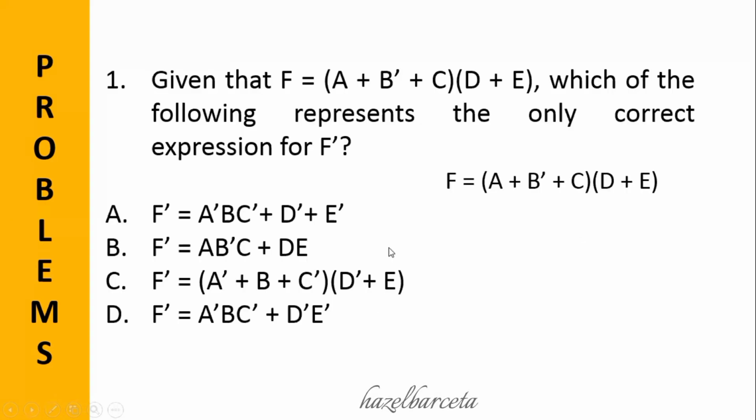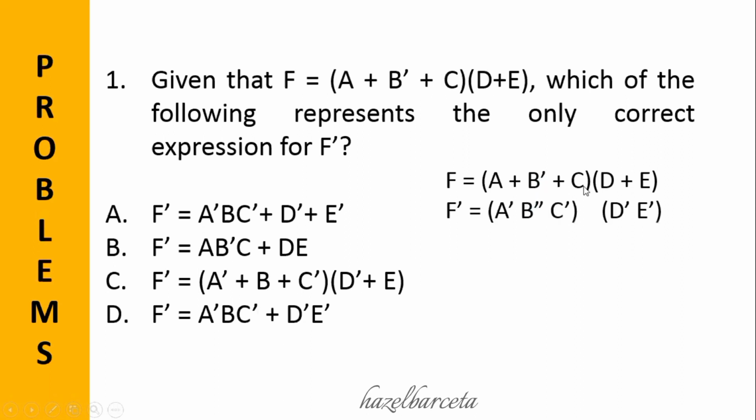Going back to the problem, we have f is equal to the quantity of a plus b prime plus c times the quantity of d plus e. Okay? So, ang sabi po, kukunin po natin ang complement ng variables. So, variables po muna tayo. Okay? So, ang ating a ay magiging a prime. Ang ating b prime ay magiging b double prime. Okay? So, b double prime, c prime, d prime, and e prime. This is the complement of the given variables.